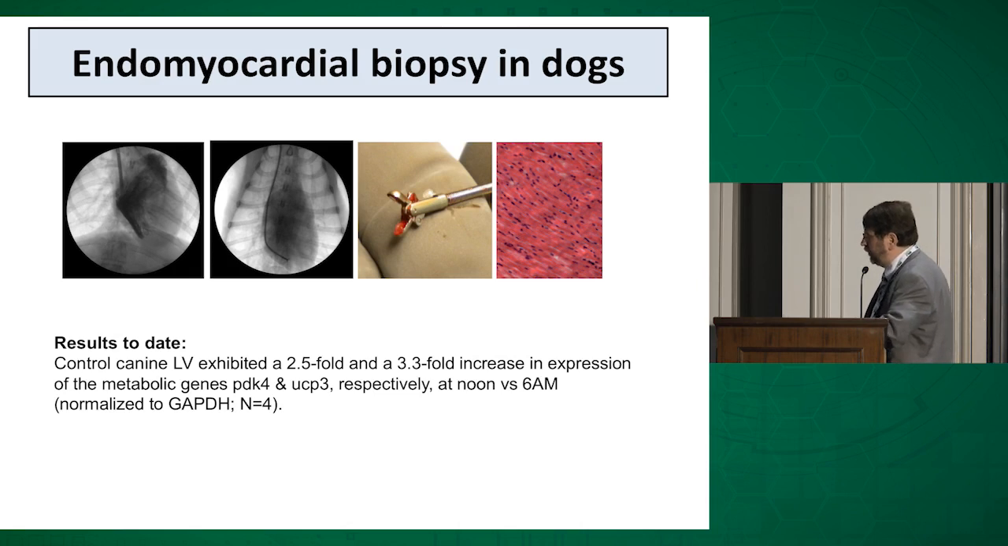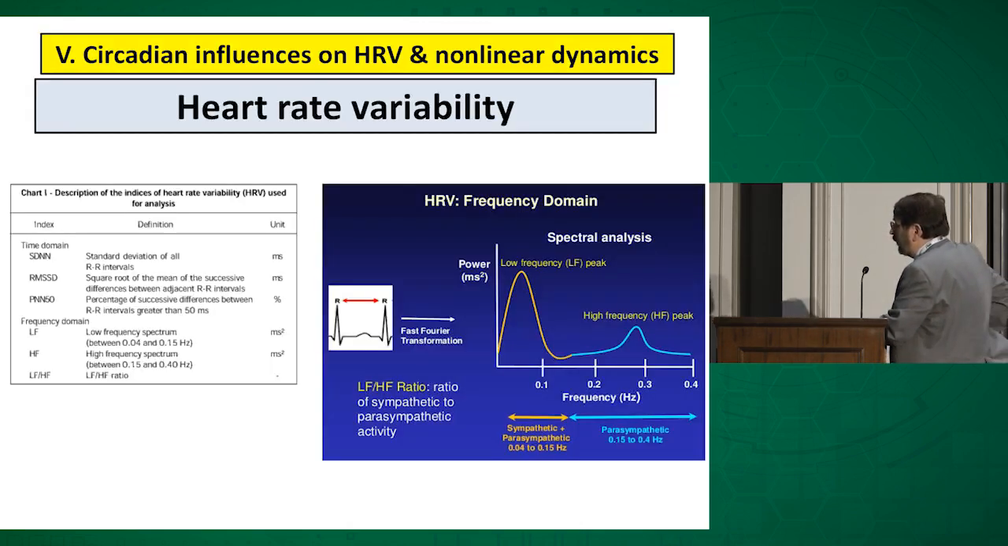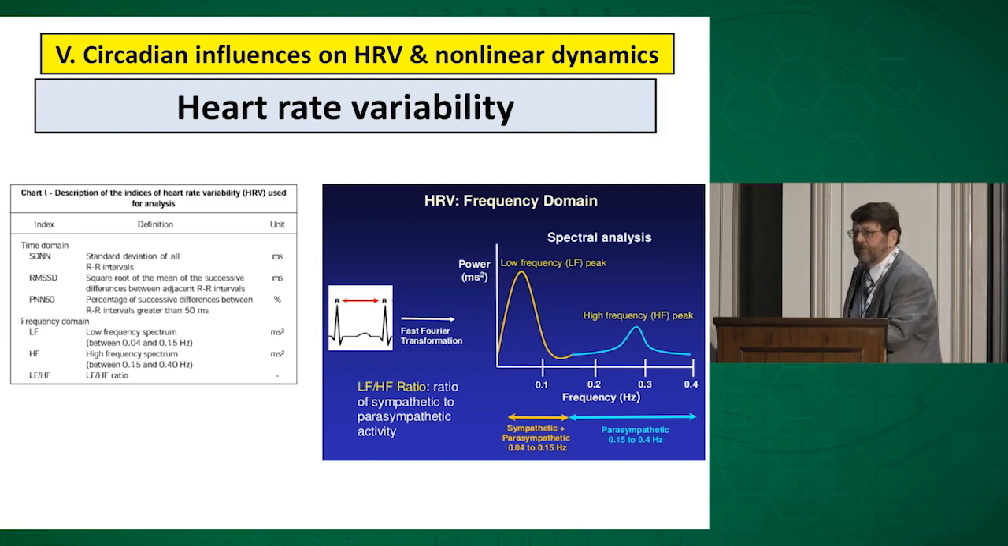These are tough studies to do, and we've already got some preliminary data showing that some metabolic genes have time of day dependence, but these are ongoing studies here. But we were interested in complementing this with an assessment of the electrophysiologic substrate. So we started with a more well-established set of parameters, if you will, which is heart rate variability.